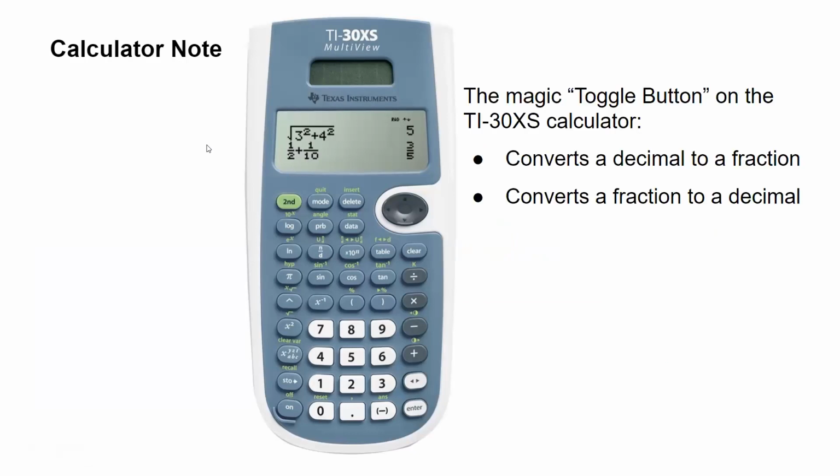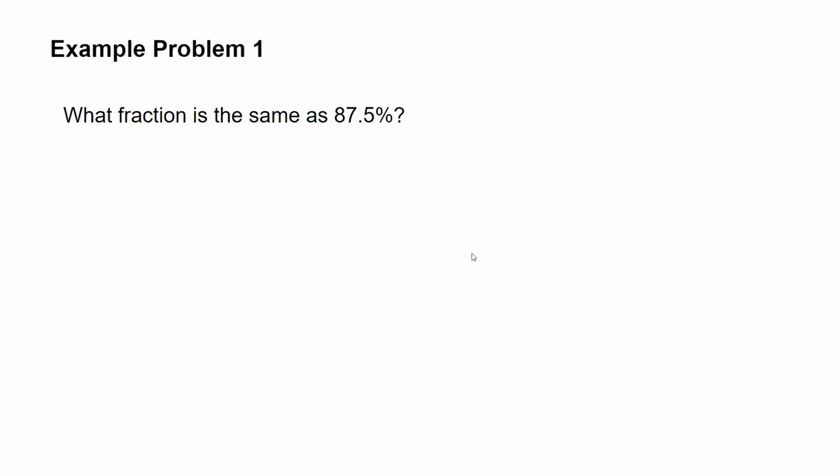If you have one of those, there is a magic toggle button that will convert decimals to fractions and fractions to decimals. It's located right there above the Enter key. It has 2 arrows on it pointing to either side. If you click that button when you have a fraction in your display, it will turn it to a decimal. When it has a decimal, it will try to convert it into a fraction if it can. Very handy button.